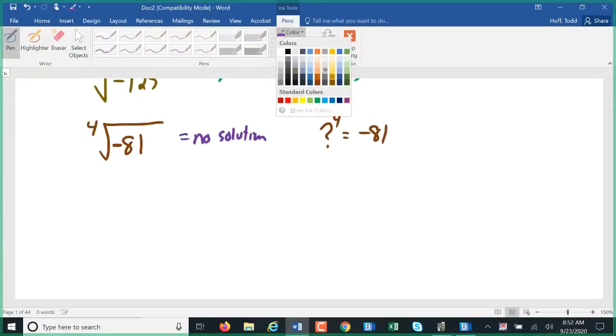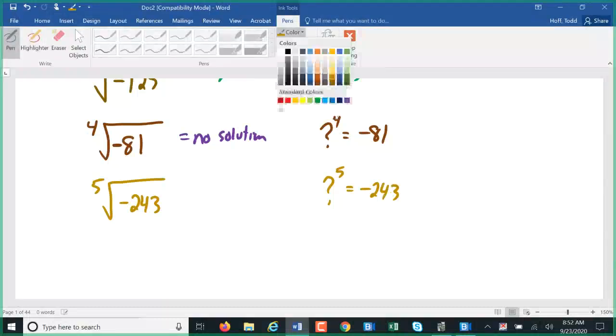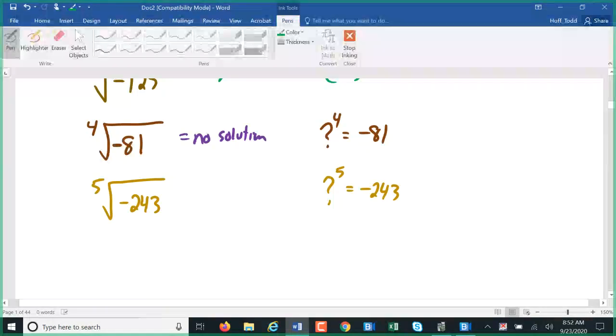Let's go one more. So the fifth root of negative 243. This is asking us what number to the power of 5 is negative 243. Since this is an odd power, we know that we can have a negative base and get a negative result. Actually, negative 3 to the power of 5 is negative 243. So the fifth root of negative 243 is negative 3.